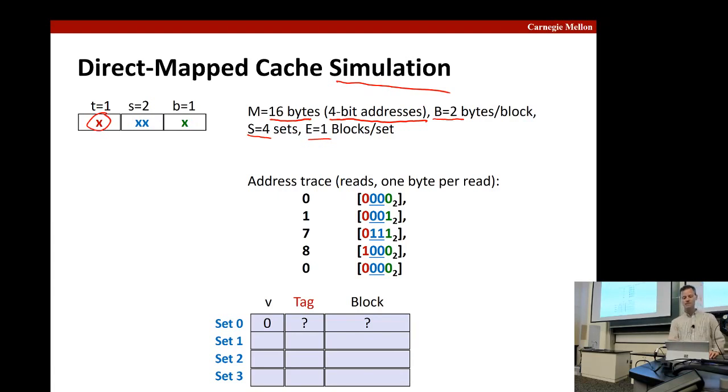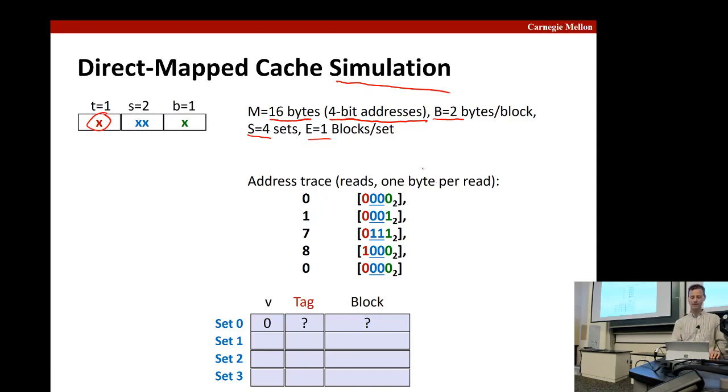Okay, just keeps it simple. Otherwise, I mean, if the addresses were 16 bits, we'd have 13 bits left for tag. Okay, so here we have an address sequence, and let's just say we're doing reads.